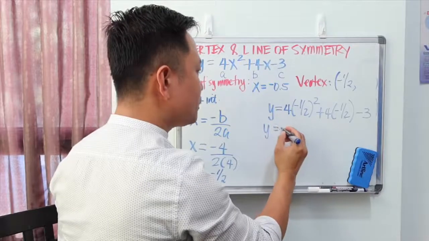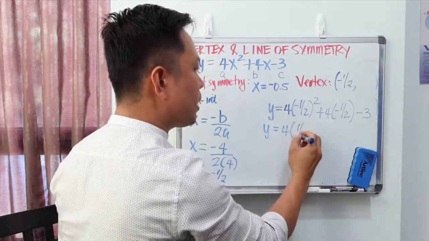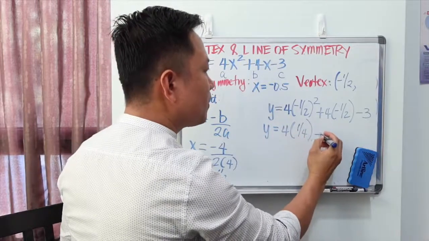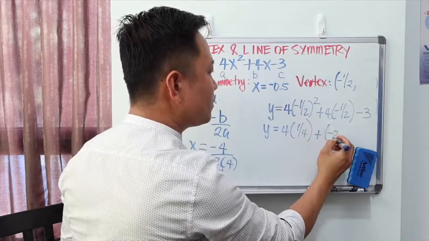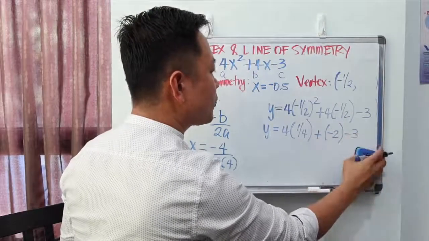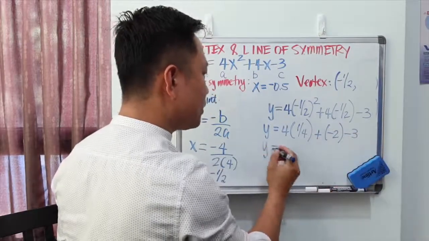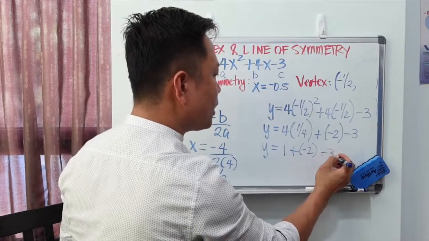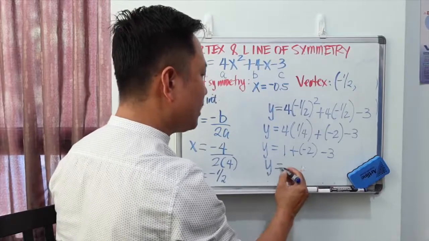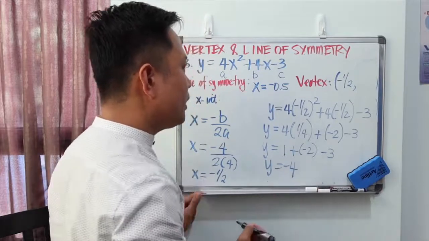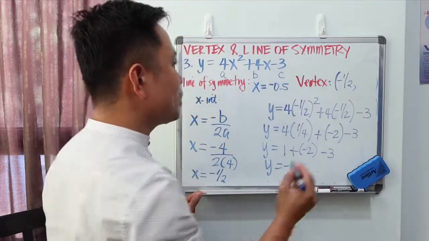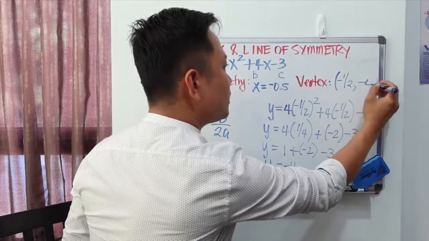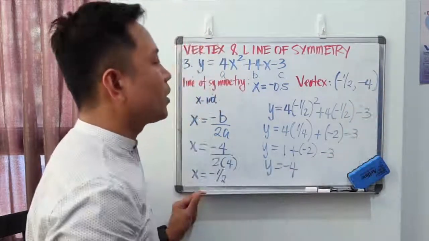So y is equal to negative 1/2 squared is 1/4. 4 times negative 1/2 is negative 2, and then we have minus 3. Simplifying it further, we have 1 plus negative 2 plus negative 3, or minus 3. So the y value is negative 4. This means that the vertex of this quadratic function is at negative 1/2, comma, negative 4.